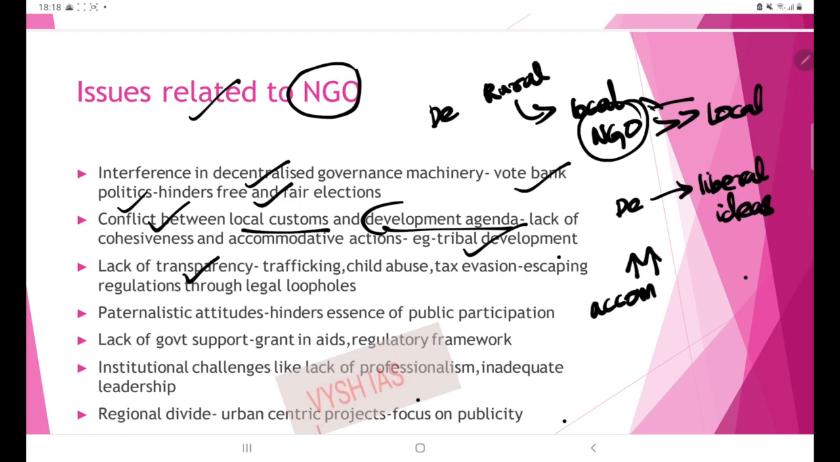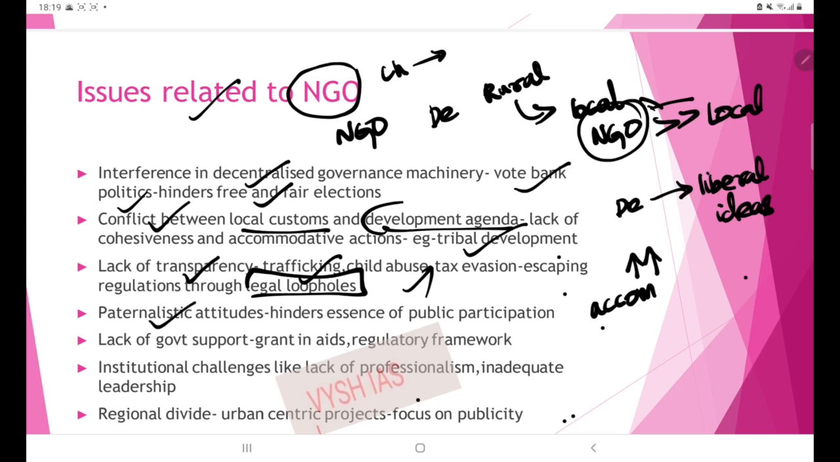Then next issue is lack of transparency. What this means is that there are many social evils like trafficking, organ trafficking, then child abuse, child trafficking is also there, then tax evasion, like charitable trusts, they are exempted from paying tax. Such kinds of happenings are taking place in the backdoor of NGOs. In the backdoor of NGOs, invisibly these activities are taking place because they are having many loopholes in the laws. So legal loopholes are there which drive these kinds of social evils. Then next is paternalistic attitudes.